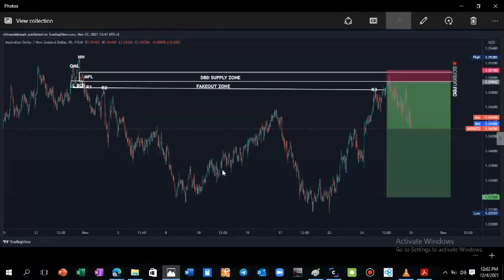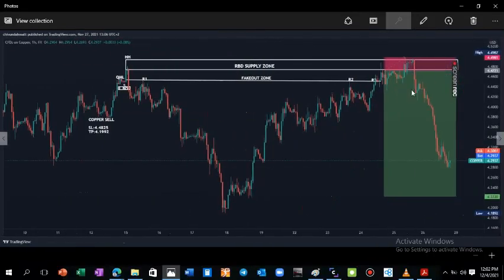This is the picture, right? And it worked nicely. Okay, dropped. We had another one here. This was copper. This trade we took it last week, and it worked perfectly, giving us over 250 pips.